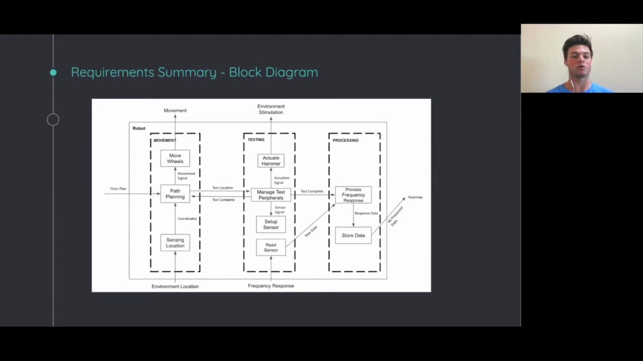Once in the location, the robot will perform the impulse response test by placing a velocity transducer on the ground and striking the floor with an impactor. Finally, the frequency response detected by the transducer and the impact force created by the impactor are processed and stored within the robot to be provided to the user at the end of testing.